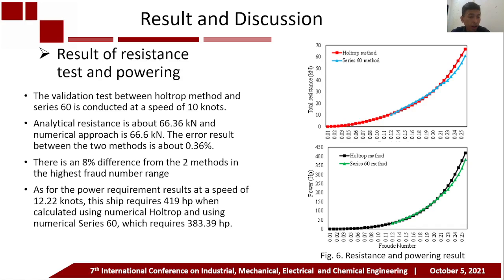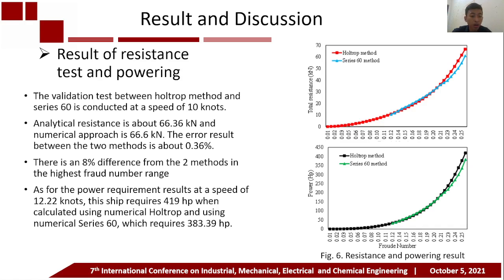Then the analytical resistance is about 66.36 kilonewton and the numerical is 66.6 kilonewton in the Holtrop method approach. The error between the two methods is 6.36%. There is an 8% gap between numerical Holtrop and numerical Series 16 at the highest Froude number.